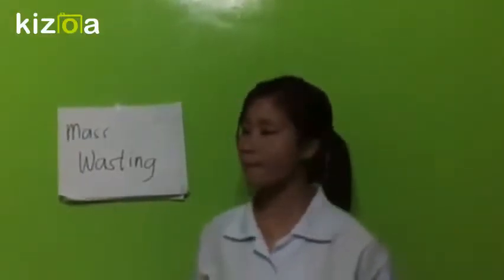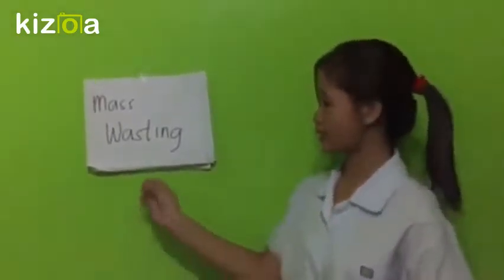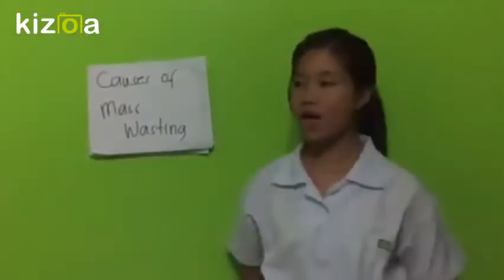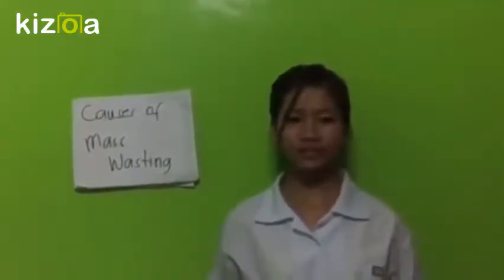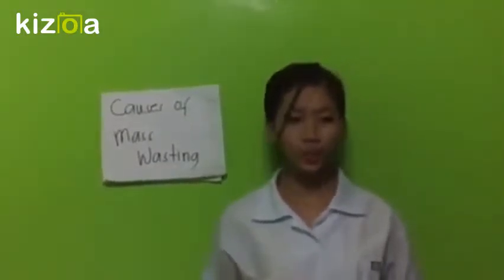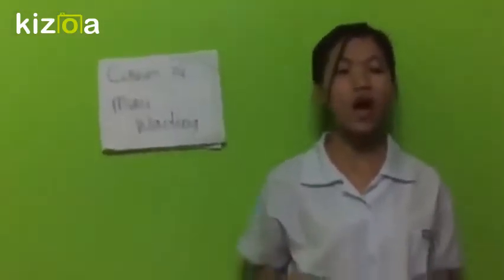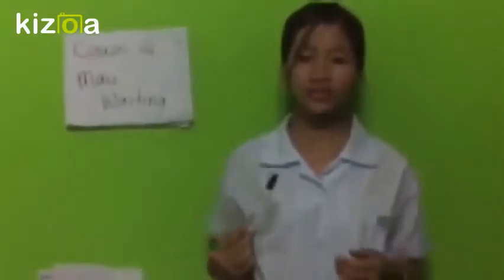Mass wasting is a type of erosion that is capable of making big changes to the side of mountains. Causes of mass wasting: one of the causes is gravity. Gravitational force overcomes the resistive forces of the mountains, and since gravitational pull is always consistent, mass wasting occurs when there are changes in the mountain's ability to resist gravity.